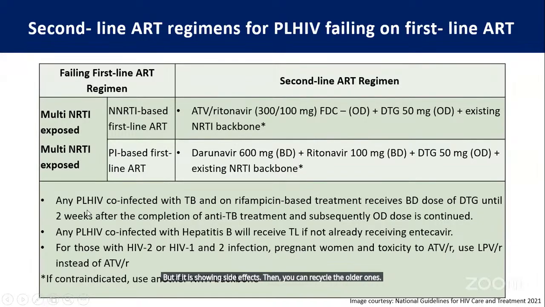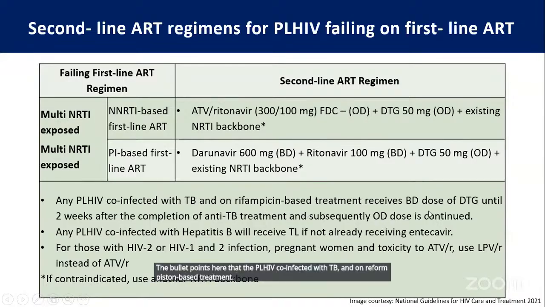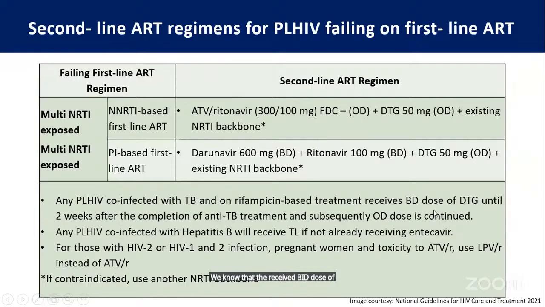The bullet points here: PLHIV co-infected with TB and on rifampicin-based treatment, we know that they receive a BID dose of DTG until 2 weeks after the completion of ATD, and subsequently the OD dose is continued. So what we do, we give them a TLD, and after 12 hours, another DTG 50 mg tablet along with rifampicin-based ATD. And it should be continued even 2 weeks following cessation of TB therapy. Why? Because rifampicin-induced enzyme induction persists for at least 2 weeks.